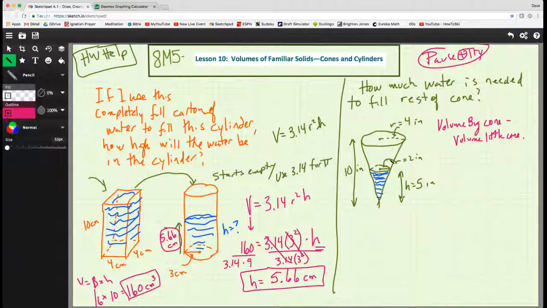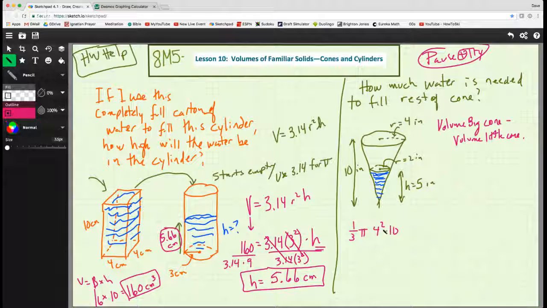We used a trick like this in lesson 9 to do a lot of problems. Sometimes the best way to find the volume of something or the area of something is to take the big thing and subtract off the known little thing. So the volume of the big cone is 1/3 pi r squared h, where r squared is 4 squared, times 10. That's the volume of the big cone.